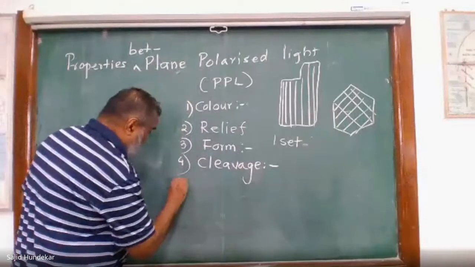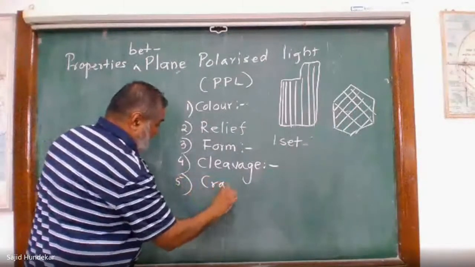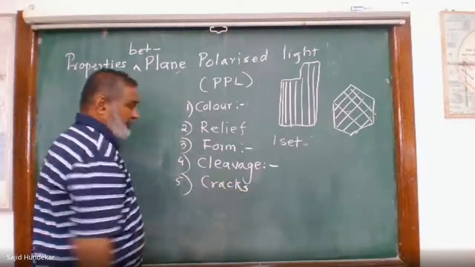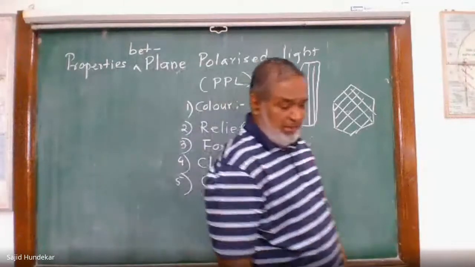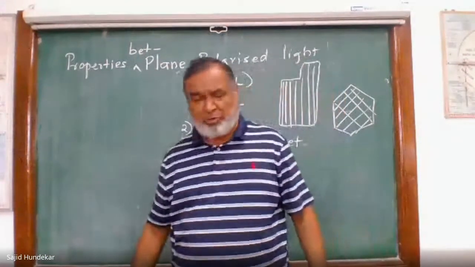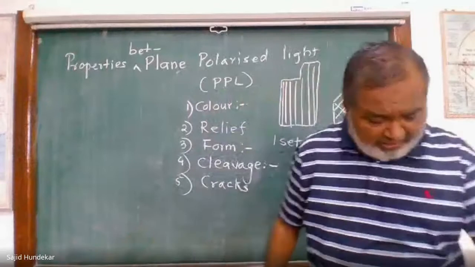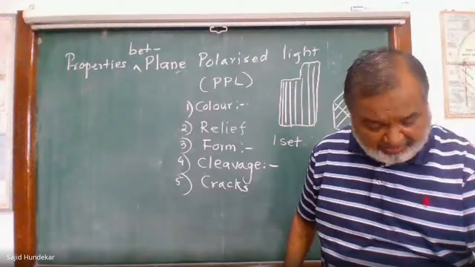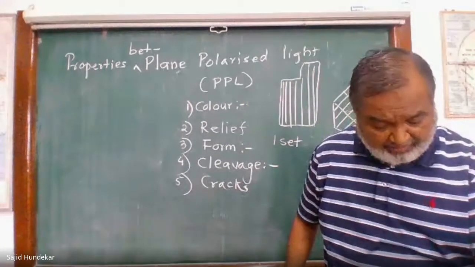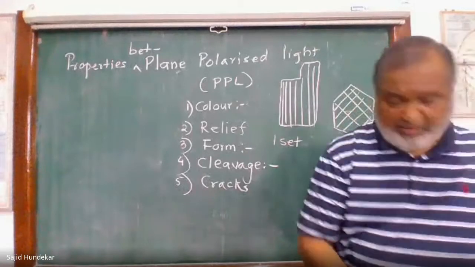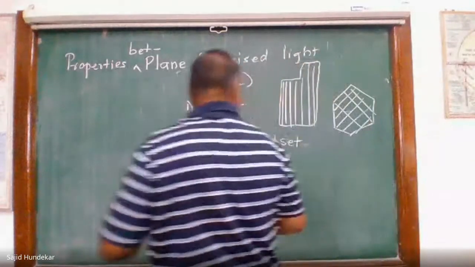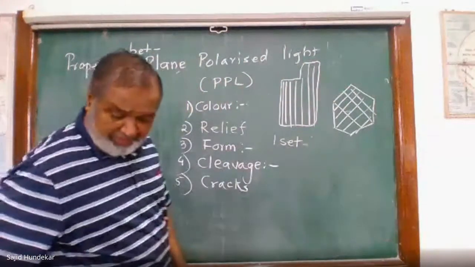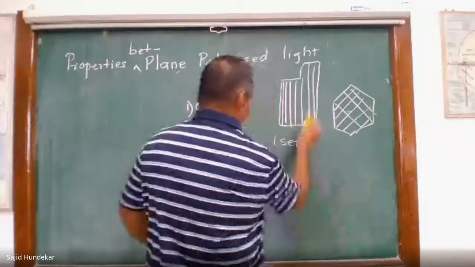Next one, number 5, cracks. Whatever the broken surface shows, irregular lines which intersect each other, are called cracks. And cracks are of 3 types. I'll show you here itself.